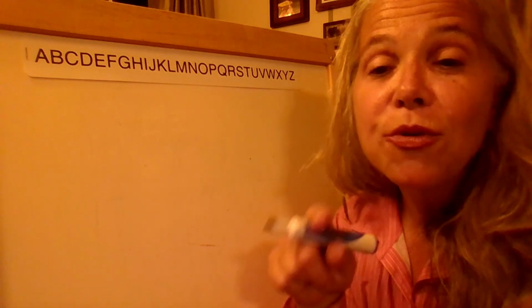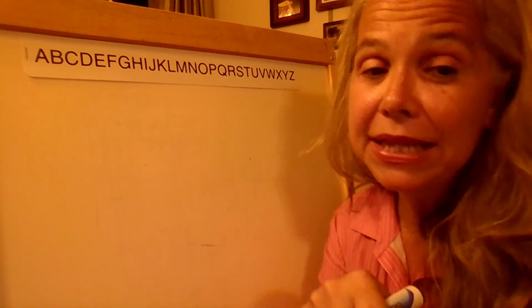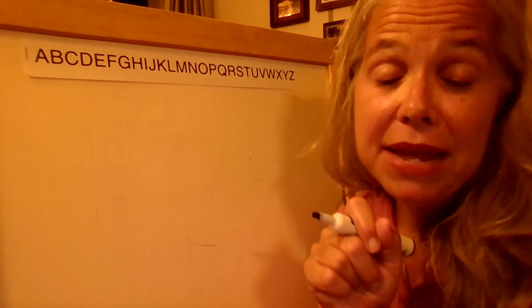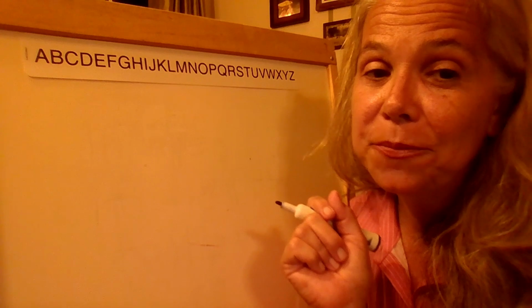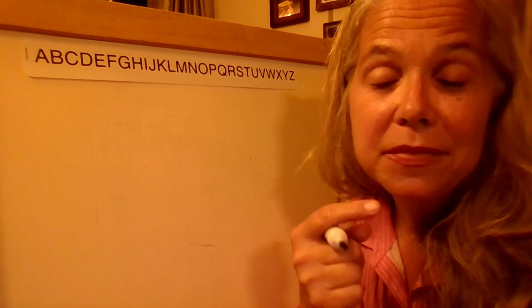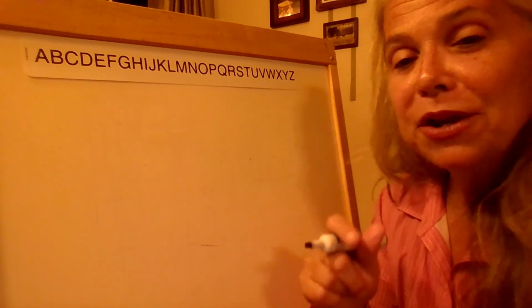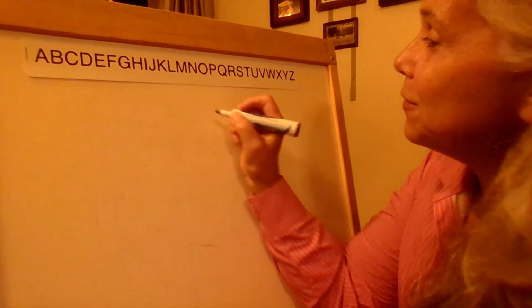Look at my mouth. I'm going to say a sound. You repeat the sound, name the letter that makes that sound, and then write the letter. I. Now you say I. And what letter makes that? I. Okay, let's write it down.